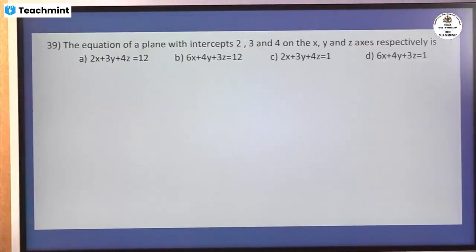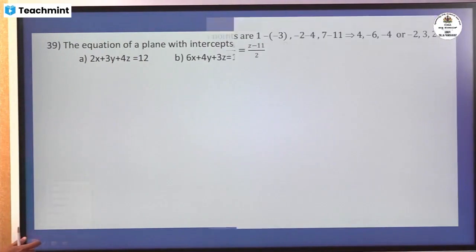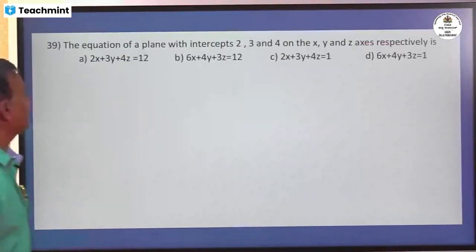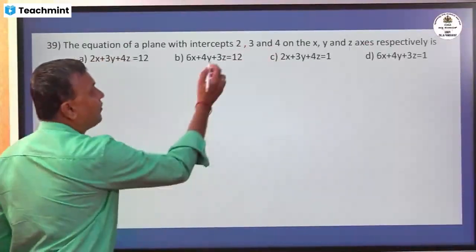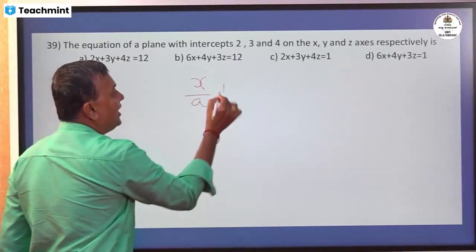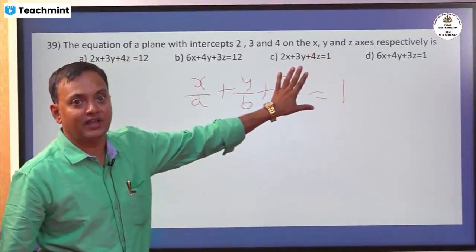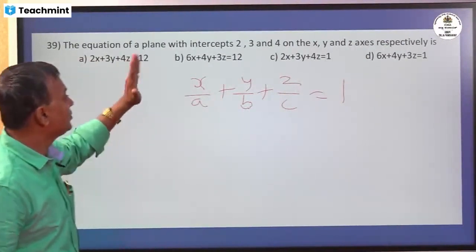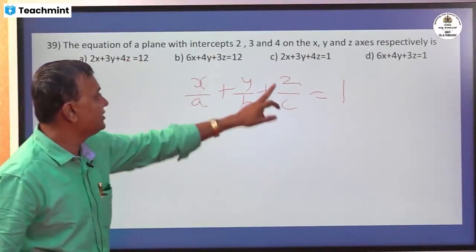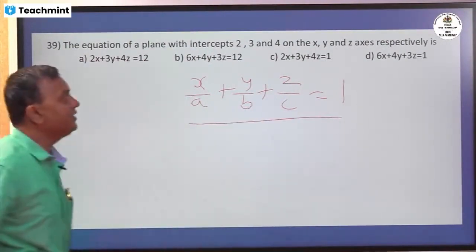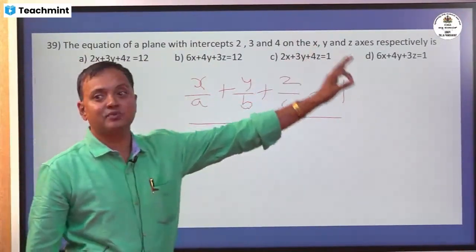Next question, the equation of the plane. Very simple question. Intercepts, so the intercept form formula is x by a plus y by b plus z by c equals 1, not 0. In straight lines it is only x and y, correct? That is 2 dimensional, here it is 3 dimensional. So a is 2, b is 3, c is 4. So this is the equation of the plane with intercepts a, b, c with the x, y, z axes.